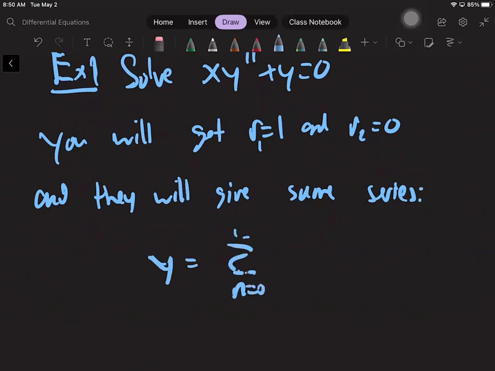Pen is dying from being used so much. It's terrible.